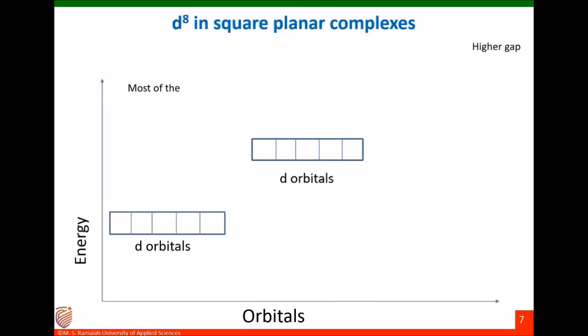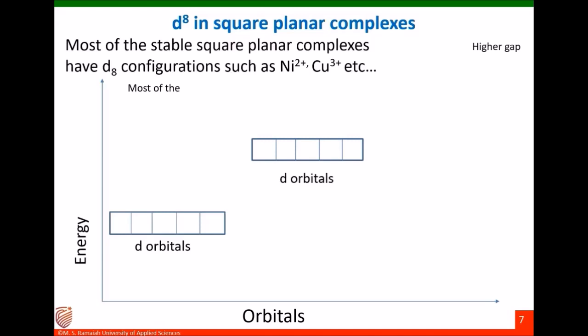Now in square planar complexes, you cannot see so many stable square planar complexes. Only very few square planar complexes are there, and most of them are in d8 configuration. You can hardly see 1 or 2 d9 configuration square planar complexes. For example, Ni2+ based complexes and Au3+ or Cu3+ based square planar complexes, everywhere the configuration is d8. So here we are considering a d8 configuration to explain the magnetic properties in square planar complexes.